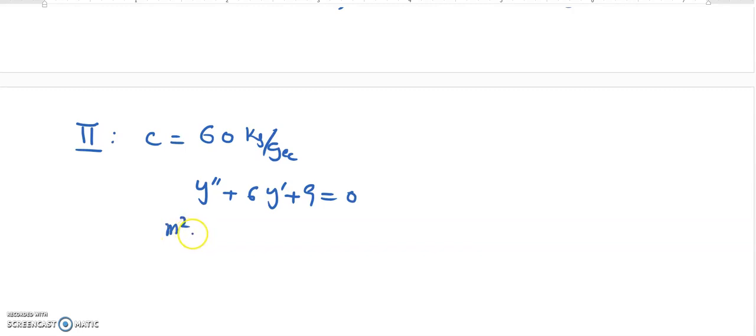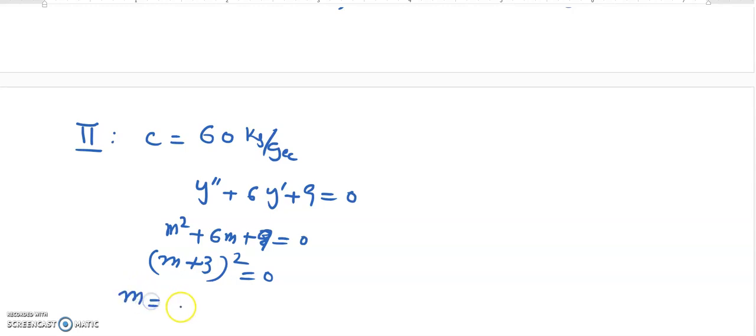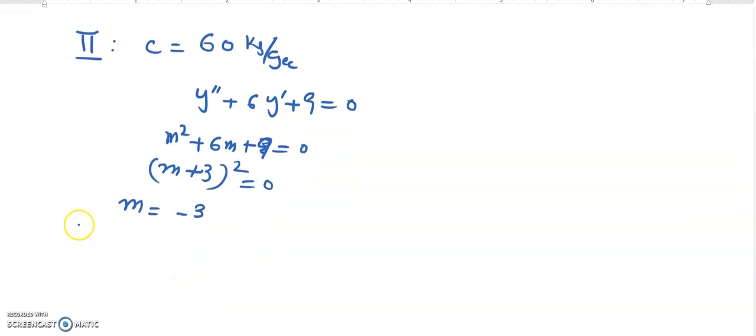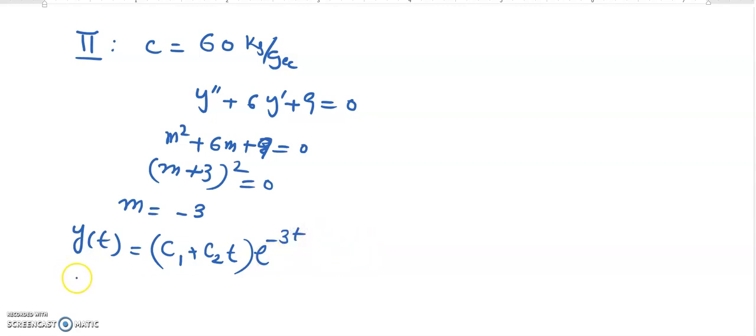So this is a complete square in terms of the characteristic equation: m square plus 6m plus 9 is equal to 0. So it is m plus 3 square is equal to 0. So there is a double root equal to minus 3. So the general solution will be y of t equal to c1 plus c2 t times e power minus 3t. Apply the initial conditions: 0.16 equals c1 plus c2 times 0, and then this exponential term will be 1 because t is equal to 0.